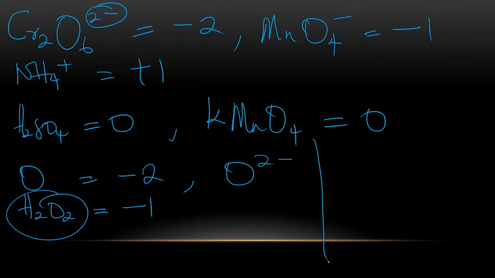We also have hydrogen. We know the oxidation number of hydrogen is +1. But for hydrides, when hydrogen combines with a metal, it is different.